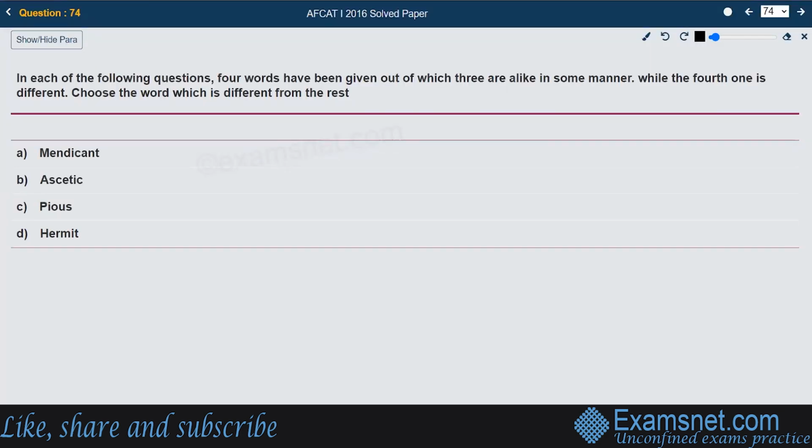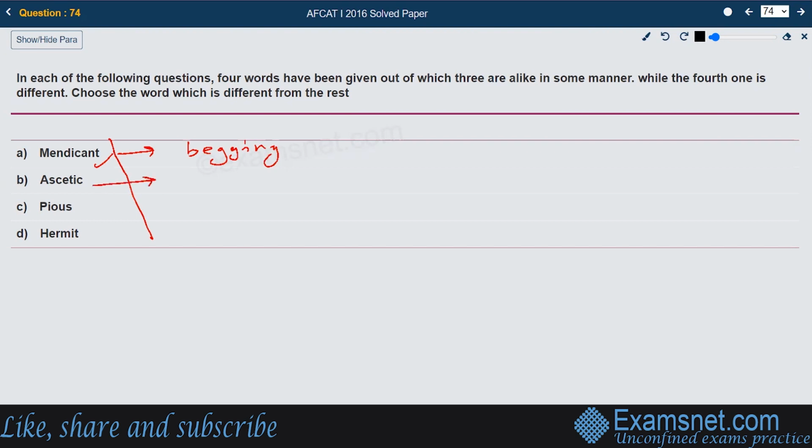Okay, so we are seeing four words. We are supposed to check which of the four words does not match the others' profile, that is, which one is the odd one out. The first word is mendicant. A mendicant is somebody who does the work of begging, who begs from people and is then able to eat.